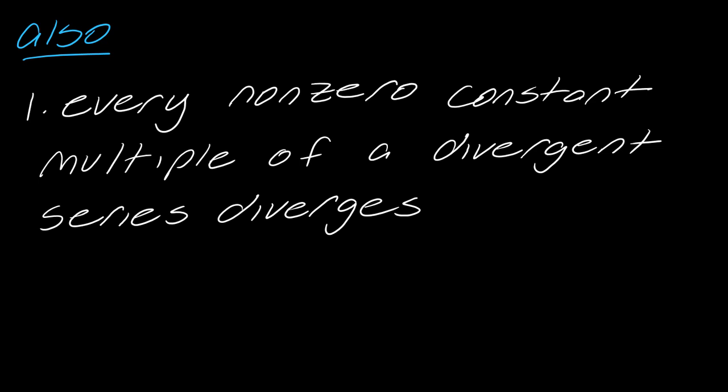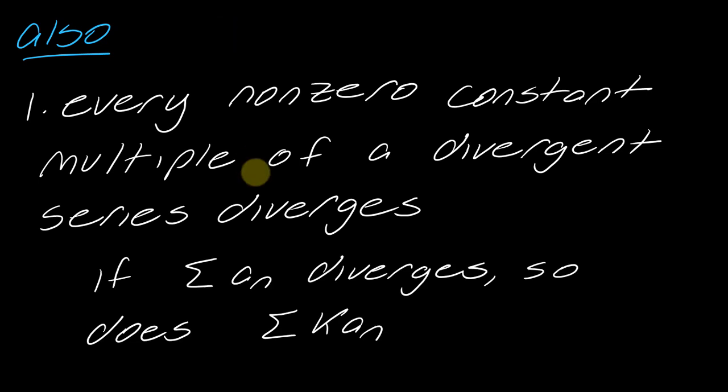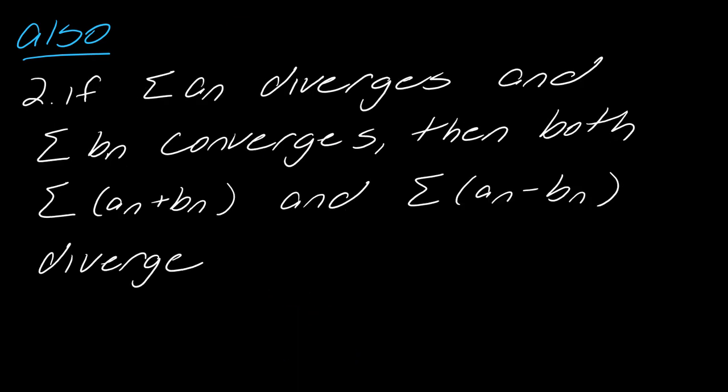First of all, every non-zero constant multiple of a divergent series diverges. So what that means is if I know that the series a sub n diverges, then if I multiply that by some number k, it's still going to diverge. And the other thing is, if one series diverges, a sub n diverges and b sub n converges, then both their sums and their differences will still diverge. So you can't undo that. Once one diverges, the whole thing diverges.